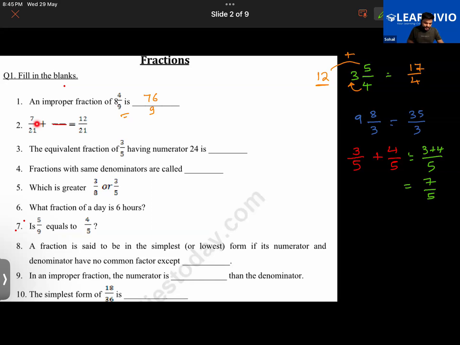So here the question asks, what should be added to this so that it becomes 12 upon 21? Think about it logically. Can it be 5 by 21? Exactly. That is 5 upon 21. Good. Now, next question: the equivalent fraction of 3 upon 5 having numerator 24 is going to be what? Solve this.